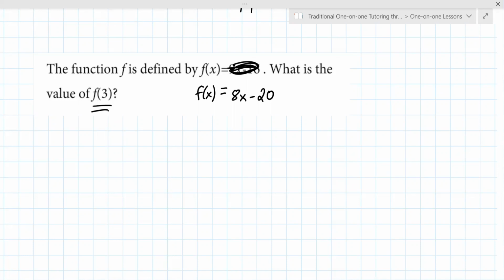How are you doing on this one? I'm doing good. It's just like the previous problem. You just have to substitute in 3 for x, and then you're multiplying 8 times 3 and then subtracting 20. I got the answer. It's 4. The correct answer is 4. Good. All right, so let's look at another problem here.